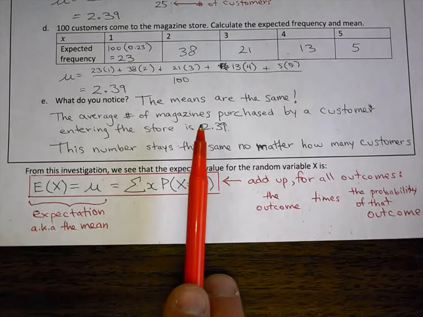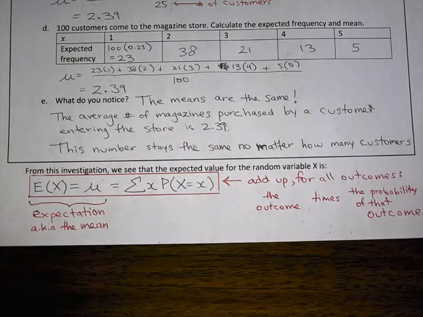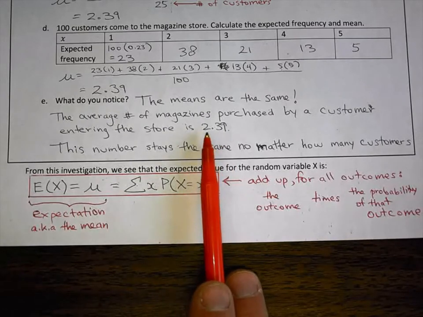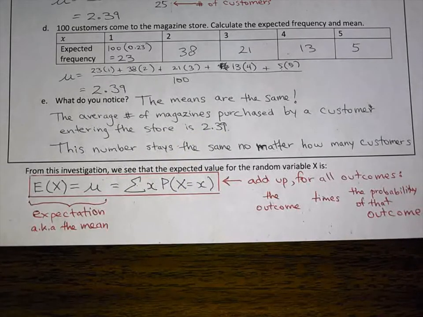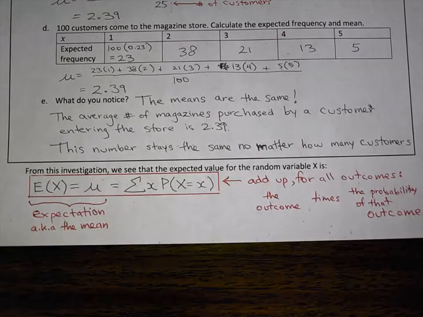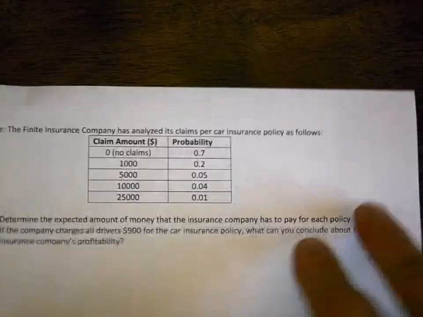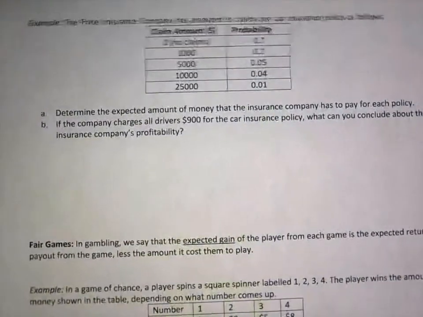It's useful for the magazine store owner to know the average number of magazines they're going to sell per customer, because then they're able to make predictions about how many magazines they need to order. This is a great thing. Think about if you're running on the prom committee, you want to know what's the expected number of people who are going to buy prom tickets, things like that.